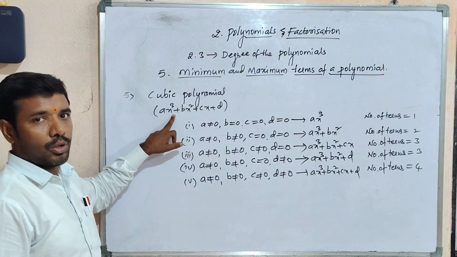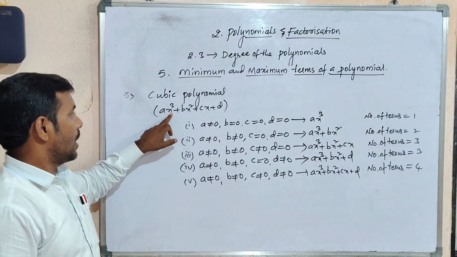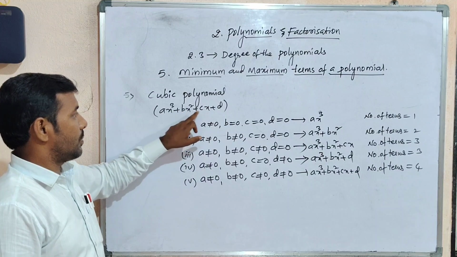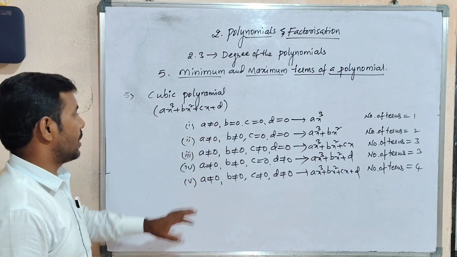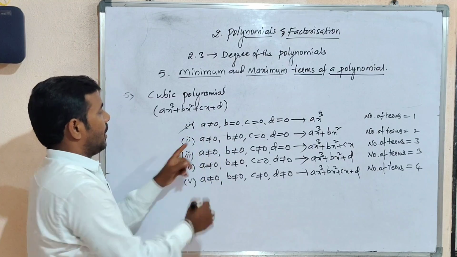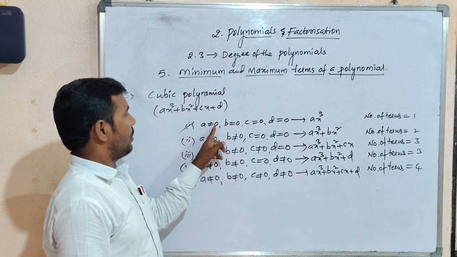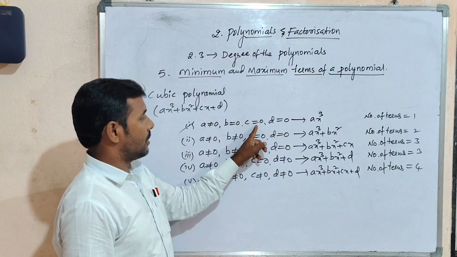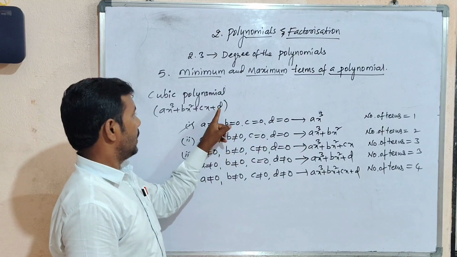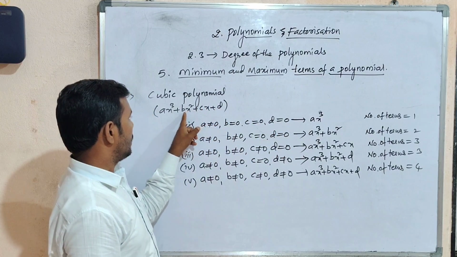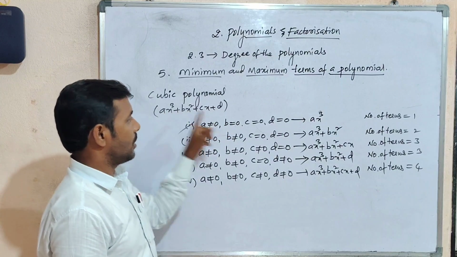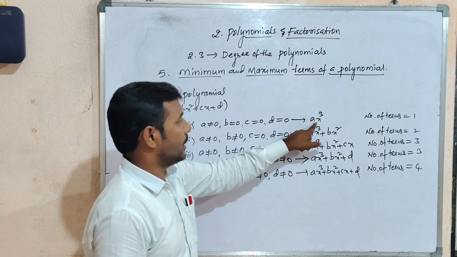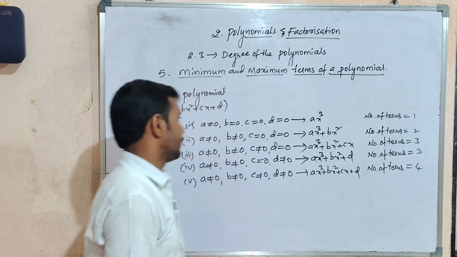Okay, students, let us see the fifth point, that is about the cubic polynomial. The cubic polynomial general structure is ax cube plus bx square plus cx plus d. So observe the conditions carefully. First one: a not equal to 0, b is equal to 0, c is equal to 0, d is equal to 0. All are 0, you know. What is the result? Ax cube only. I have written it already. In this, the number of terms is 1.